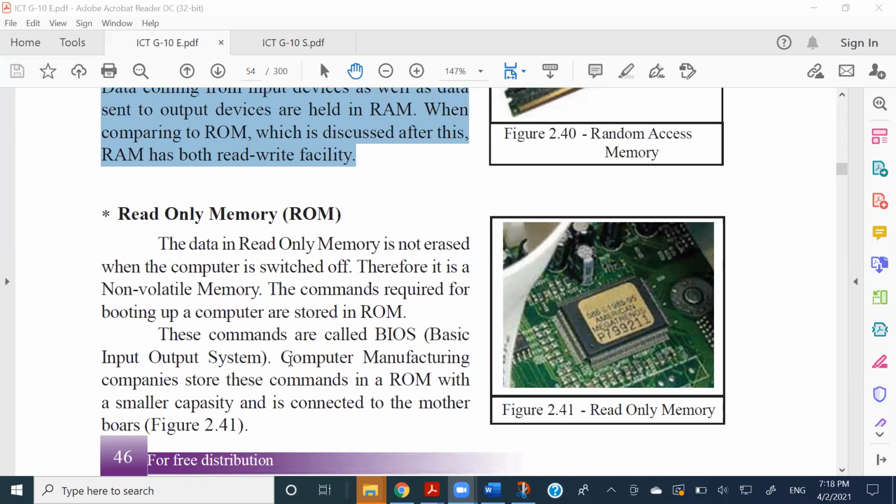So the instructions inside the ROM is not going to erase. Now when you see the motherboard next week, you will find there is a special socket to place a battery, a small battery.